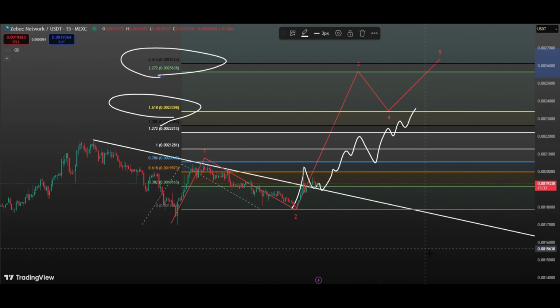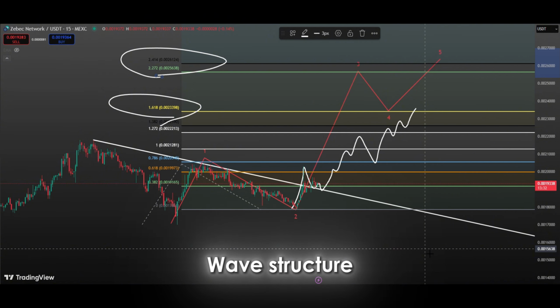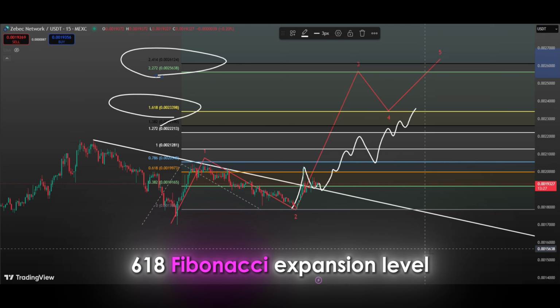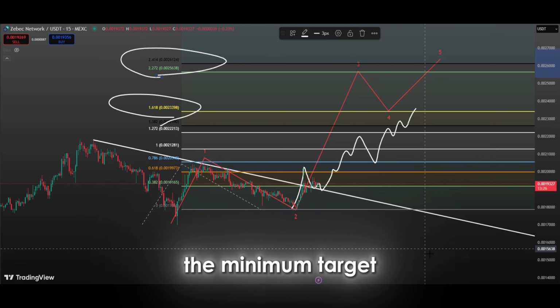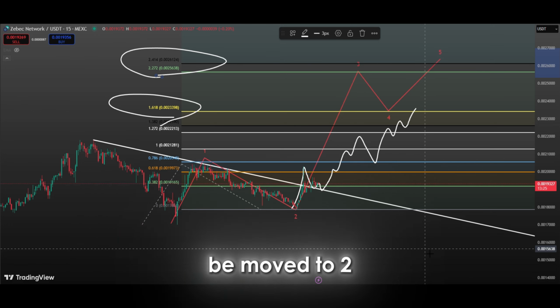In conclusion, according to the short-term Elliott wave structure, price action is currently in the third wave phase. This wave has a high potential to be both the longest and one of the strongest uptrends in theory, while the 1.618 Fibonacci expansion level stands out as the minimum target. This target could be moved to 2.272 or higher in a strong market structure.